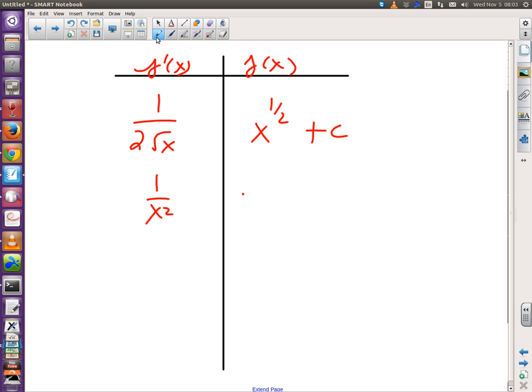Negative x to the negative 1 plus c. Is that right? Yeah. We'll try it. Let's see. Do the power rule for derivatives here. Negative 1 goes in front, becomes positive 1, right? X to the negative 2. Yeah, there you go. Done. Okay, good. Thanks. Just doing the power rule backwards, right? Okay. All right. 10x.